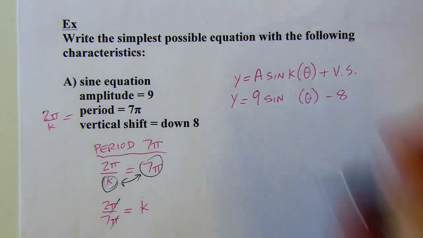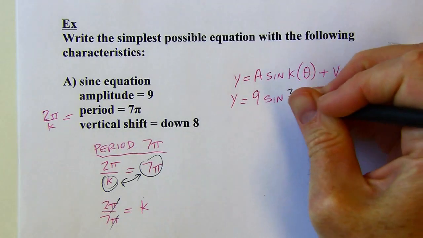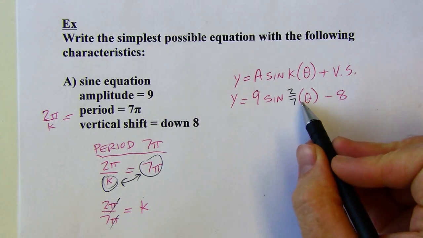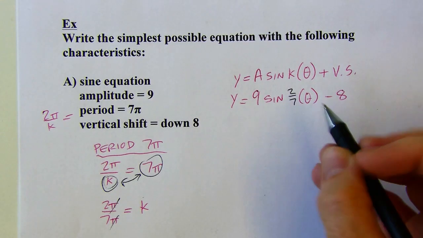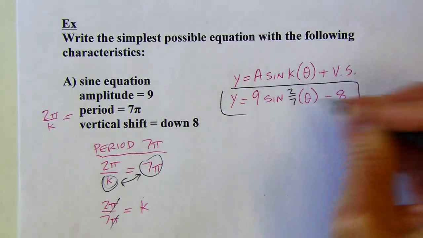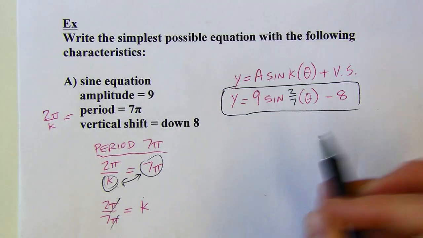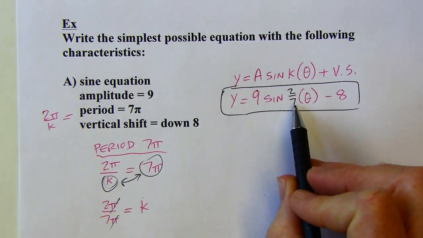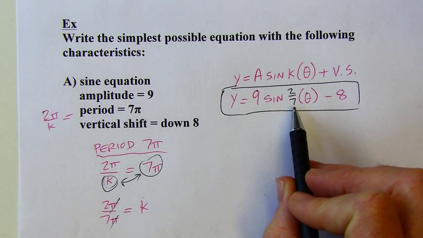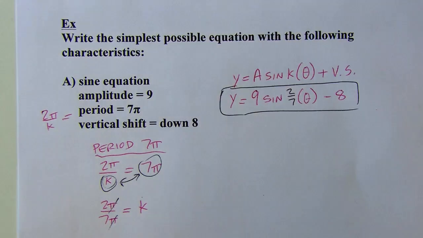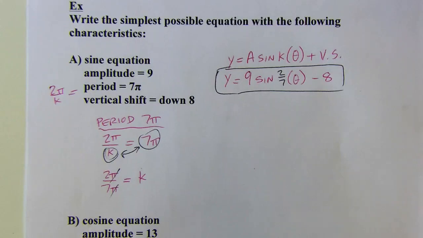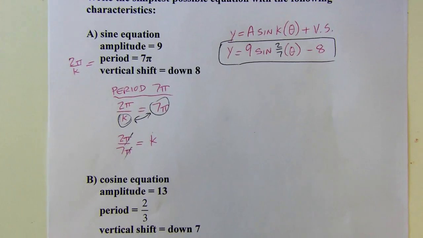So that's the missing piece in here, 2/7. And again, you could have that inside the parentheses there, but you'd want it in between the sine and the theta. And there is my equation. Okay, I like to keep the k outside of the parentheses. It makes it easier later on when we've got phase shift in the mix as well. Okay, all right, so let's try another here.